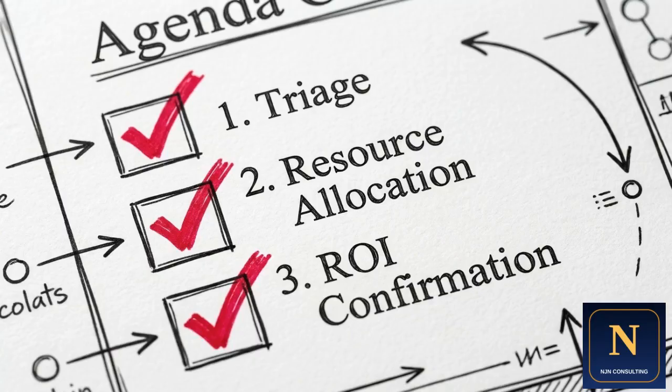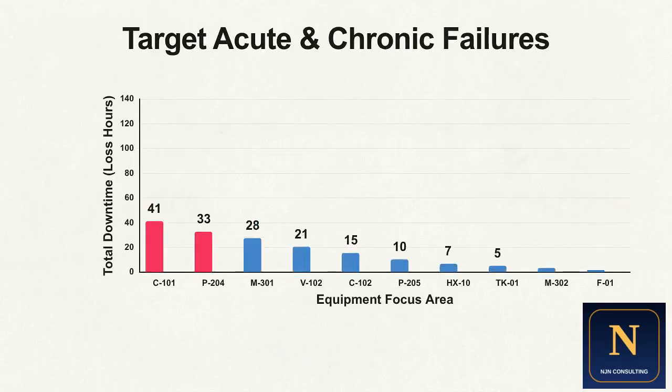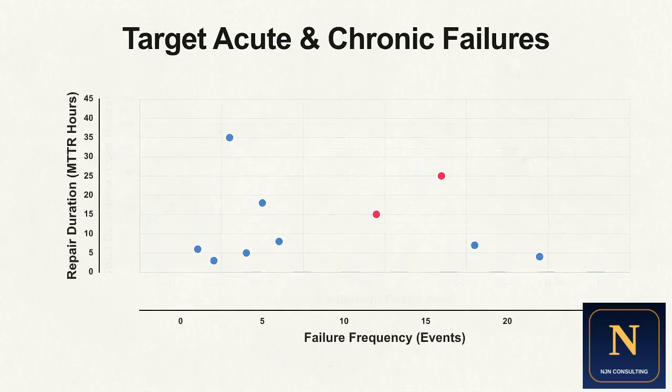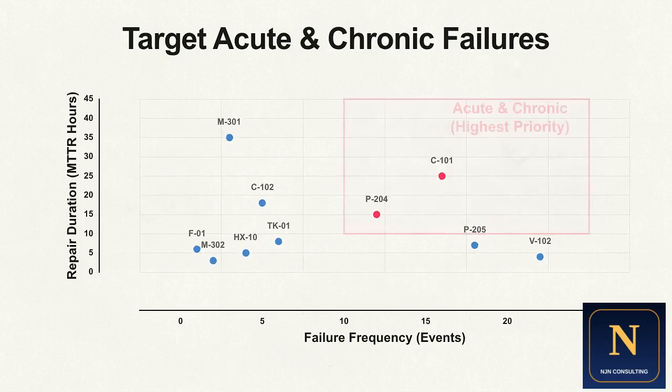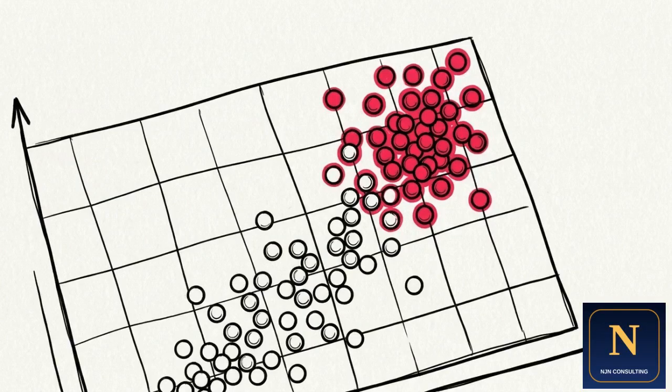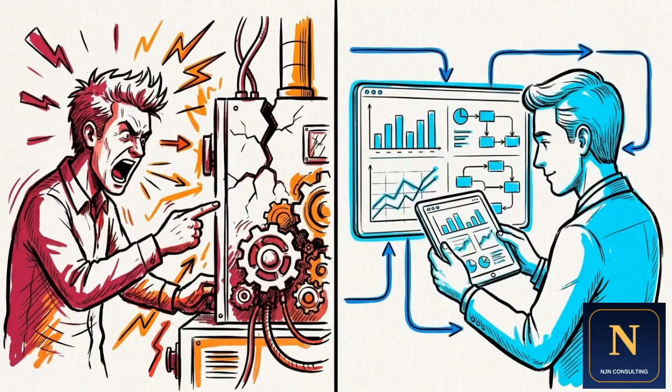A Pareto chart ranks equipment by downtime. We refine this using a jackknife plot, mapping failure frequency against repair duration into 4 quadrants. Focus strictly on the top right quadrant, your acute, chronic failures that break down frequently and take longest to restore. Mathematically targeting this quadrant ensures the team works on the highest impact business problems. It replaces emotional decision-making with data-driven priorities.